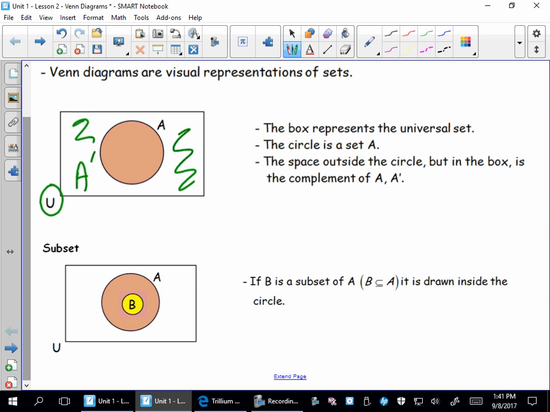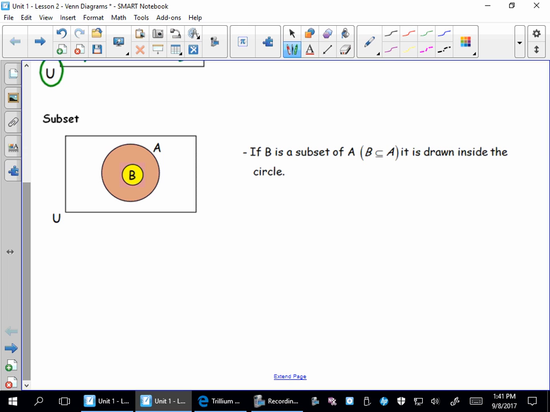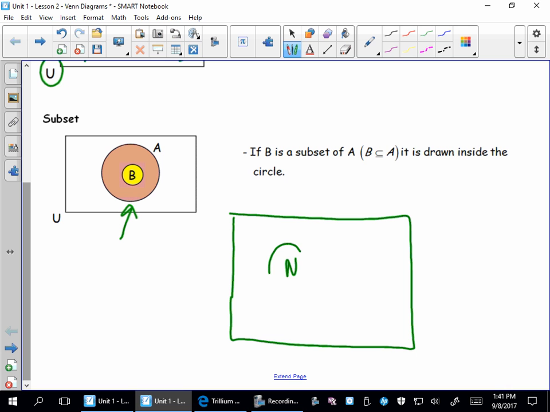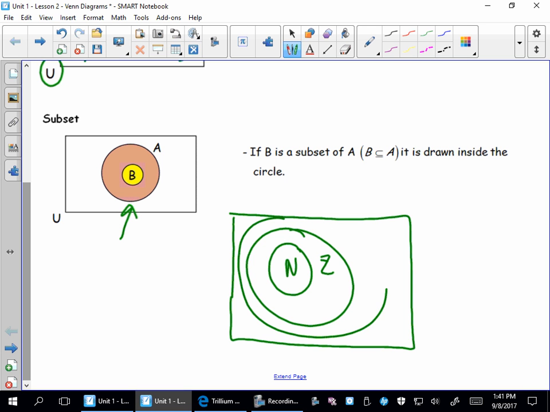If we had a subset, a small group taken from a large group, well, we've got to draw that circle inside the other circle. So set B is a subset of A in this case. Just like yesterday we talked about, we had the real number system, we had natural numbers, and that was inside integers, and that was inside rational numbers, because those are all subsets of each other. Okay.